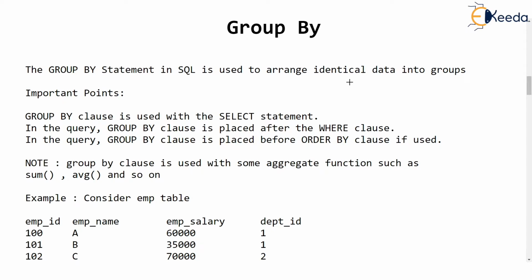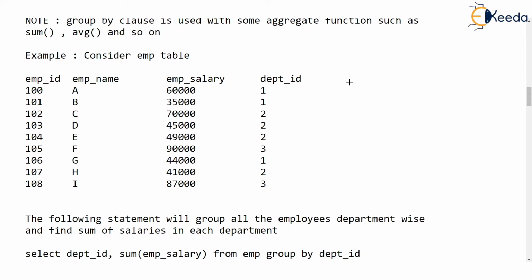Now, what the GROUP BY clause in the SQL statement actually does is group several rows on some particular column. The GROUP BY statement in SQL is used to arrange identical data into groups. What I mean here is, let's say we have an EMP table as shown, and these are the rows of the EMP table.